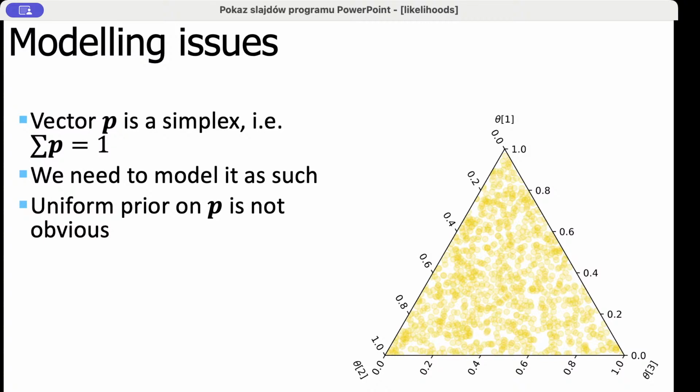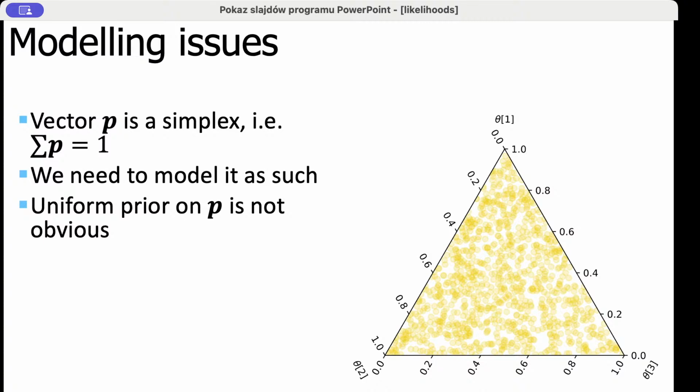What we see here is a so-called ternary plot. This is a good plot for showing interactions of simplexes, so three variables where one of those variables is uniquely determined by the other two, because in this case P3 is equal to 1 minus P1 minus P2.